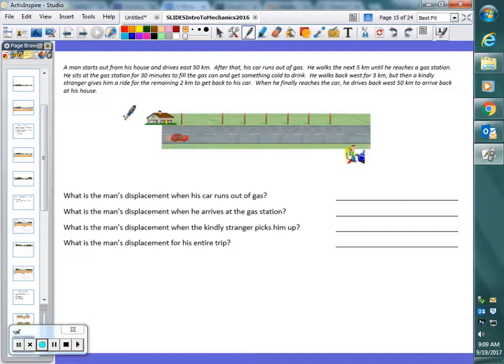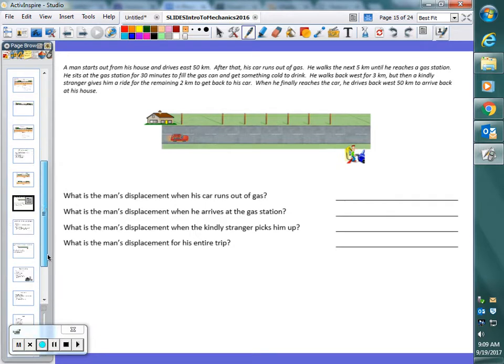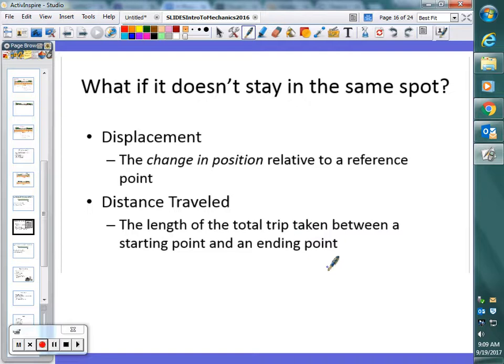So sometimes we don't just want to know where we started and where we finished. Sometimes we have to tell the middle part of the story as well. And so while displacement is a change in position, sometimes we need to know more than that. And so we take a look at distance traveled. All right? So distance traveled is the length of the total trip taken between a starting point and an ending point. When we're talking about displacement, does the path we take to get to the end point matter? Nope. When we're talking about displacement, all that matters is where we started and where we finished. But sometimes we need to know the total trip.